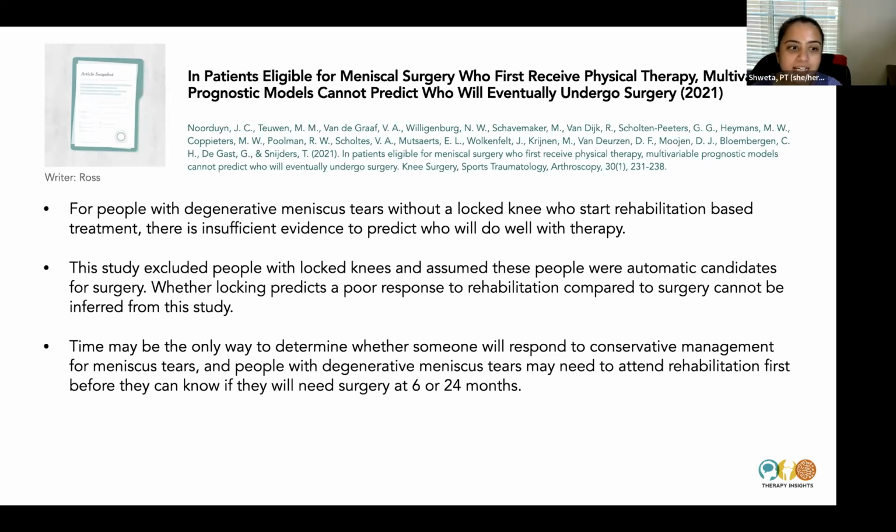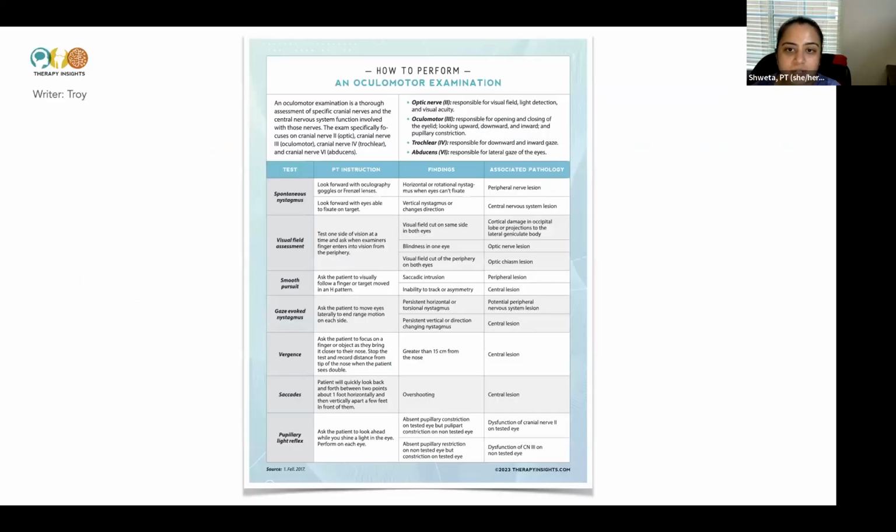We'll move on to our next resource. So our next resource is a one-page neat handout with some very nice tabular columns, and this is about how to perform an oculomotor examination. And Troy is the one who wrote this resource. I will let Troy talk about it. Troy, can you tell us a little bit about this?